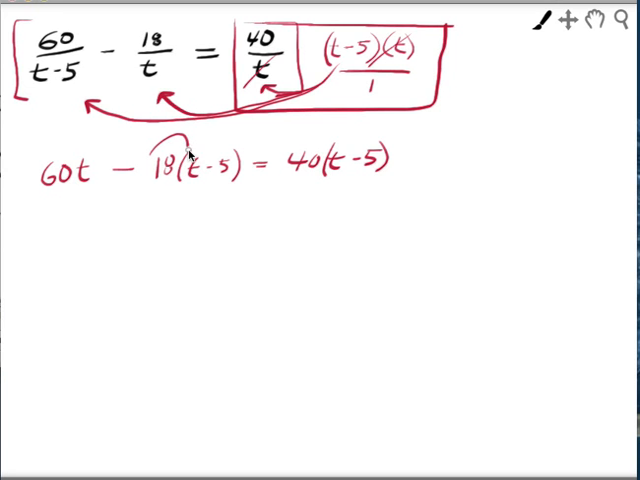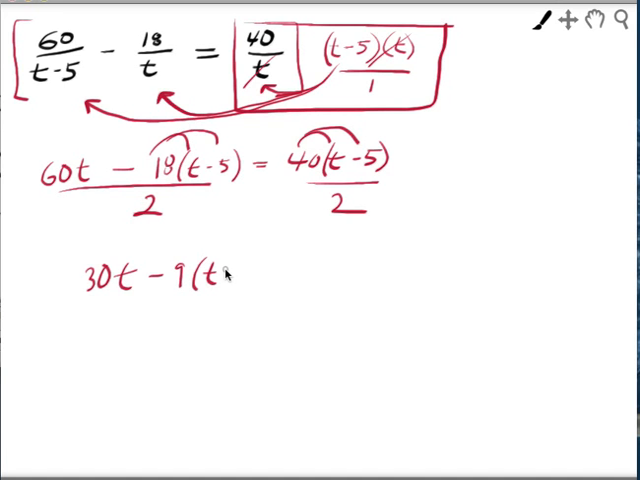And we're going to have to do some distribution here and here. And I want to avoid large numbers, so I'm going to simplify a bit more by dividing both sides by 2. That'll of course maintain balance. So this side and this side get division by 2. The 2 goes into the 60t, giving me 30t. The 2 goes into the negative 18, giving me a negative 9 times the quantity t minus 5. Notice that this factor does not get touched by the division by 2. There's no reason to do that. That would be doing the division twice.